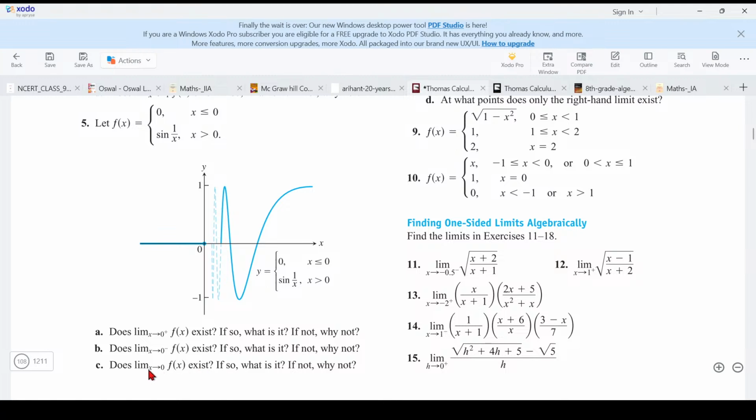What is the answer exactly at 0? If it has to exist exactly at 0, what does that mean? Your left and right limits, this one and this one, should be equal. Both should exist and both should be equal. That is our criteria, right?